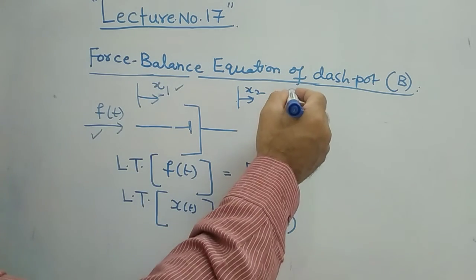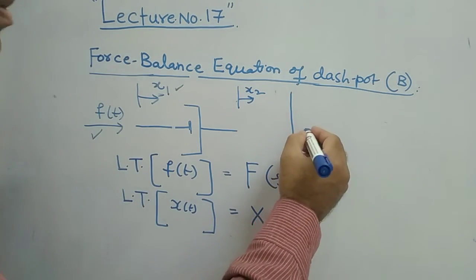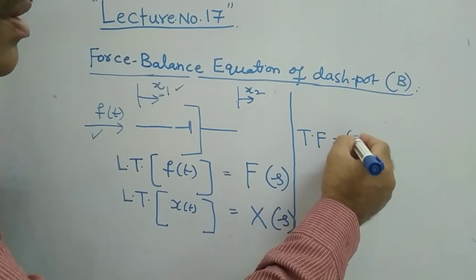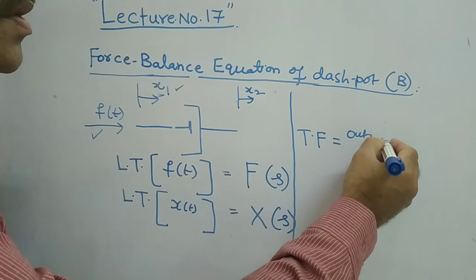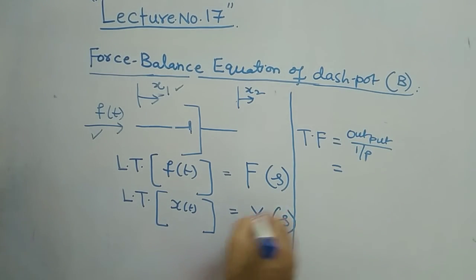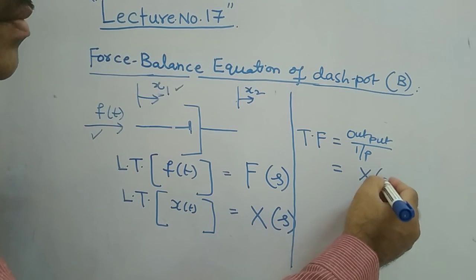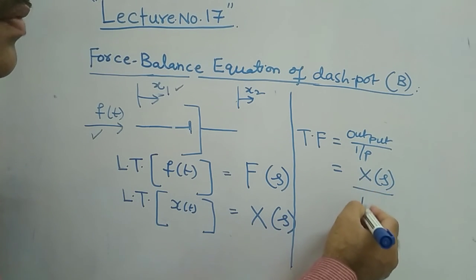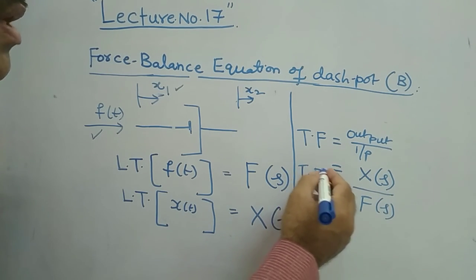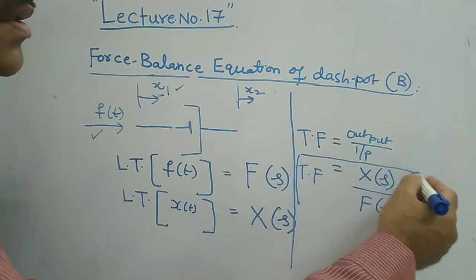Now tell me, what is the transfer function here? The transfer function is the ratio of output by input. What is your output? Output is your X of s. What is input? Your F of s. This is what you will be asked in the examination for the given mechanical translational system.